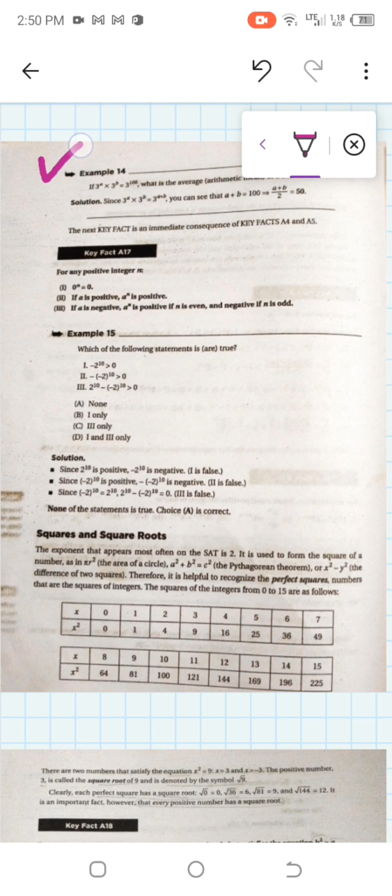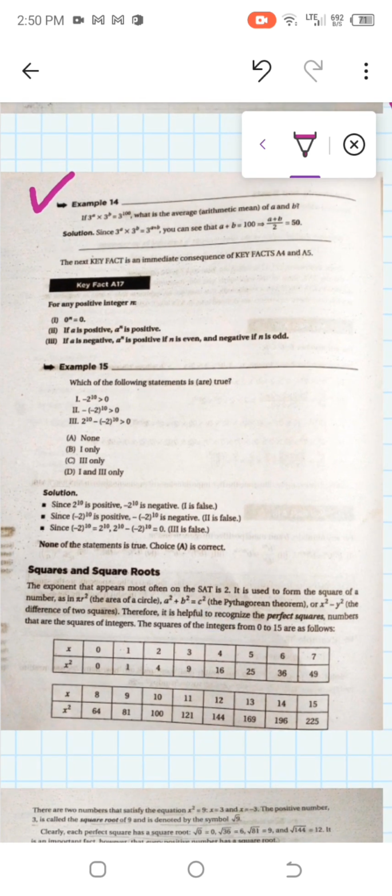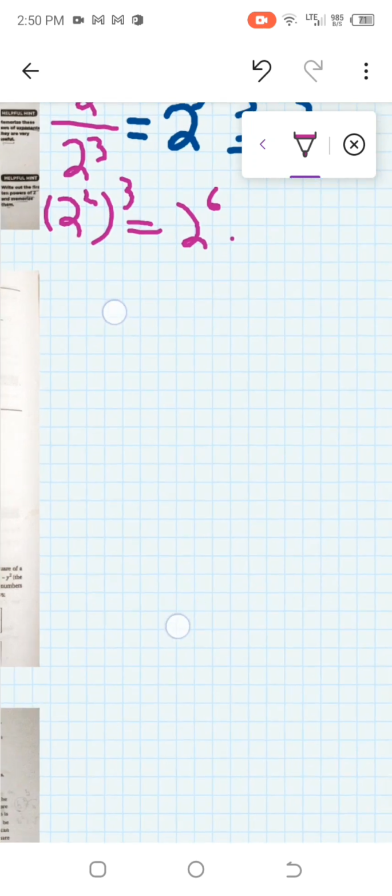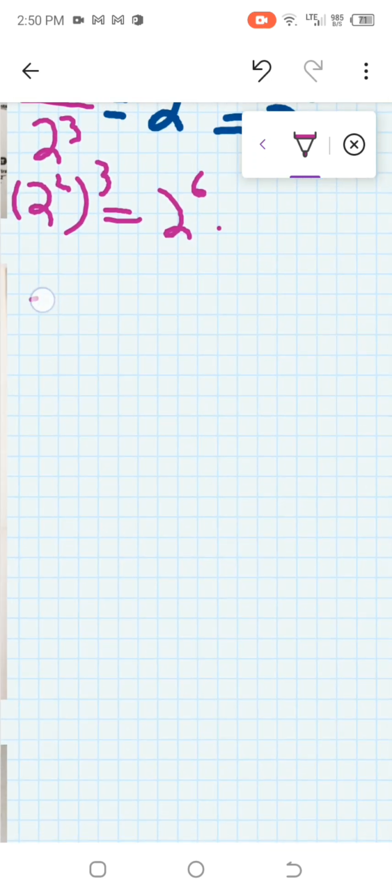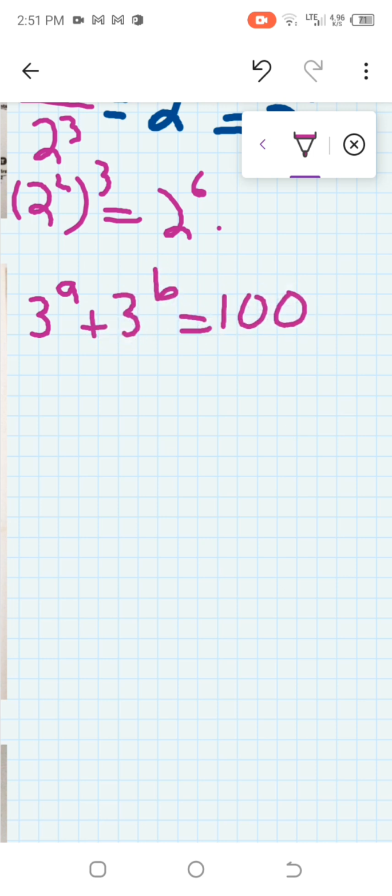Here we have example number 14, and they are saying if 3 power a plus 3 power b is equal to 3 power 100, then what is the arithmetic average of a and b? Now they have asked how much the average will be. They have said that a plus b is equal to 100.